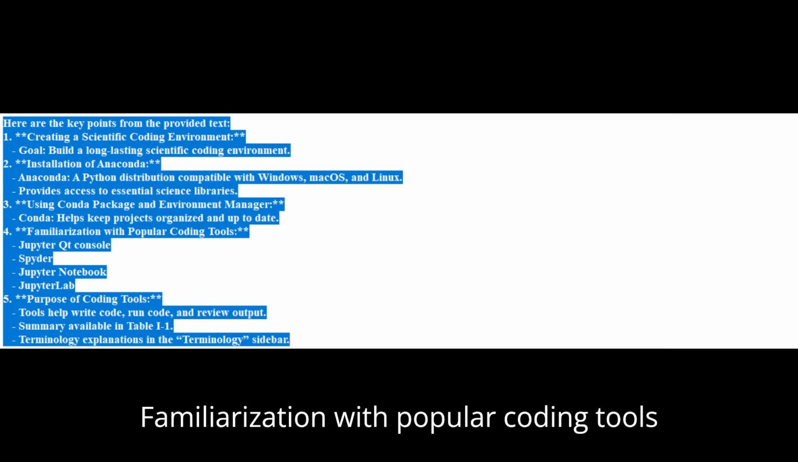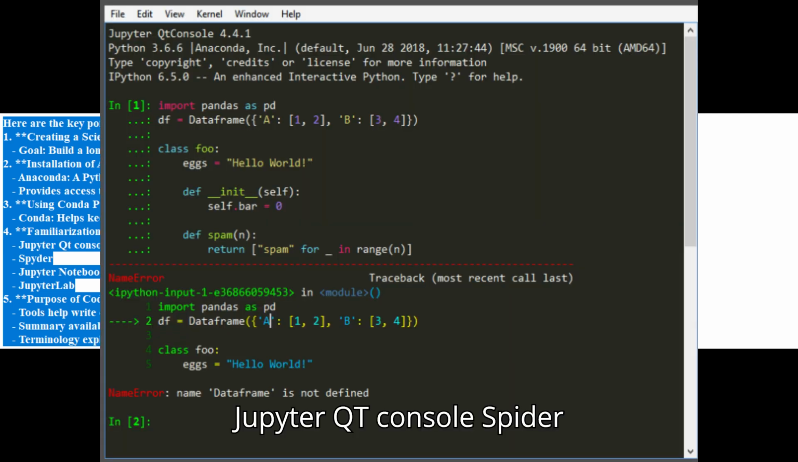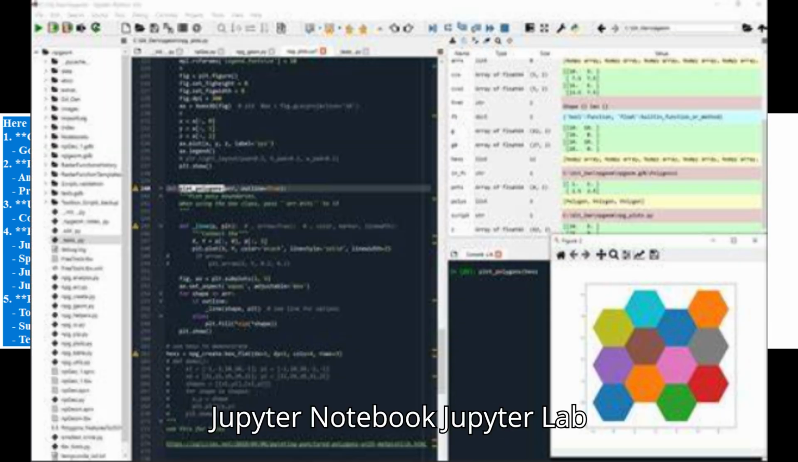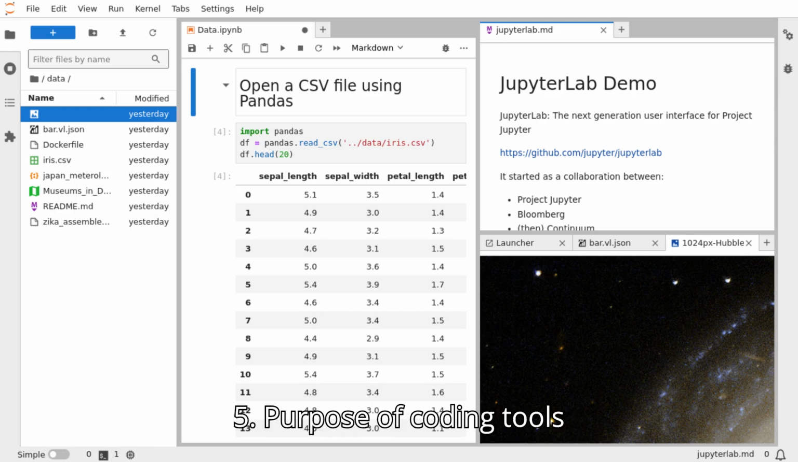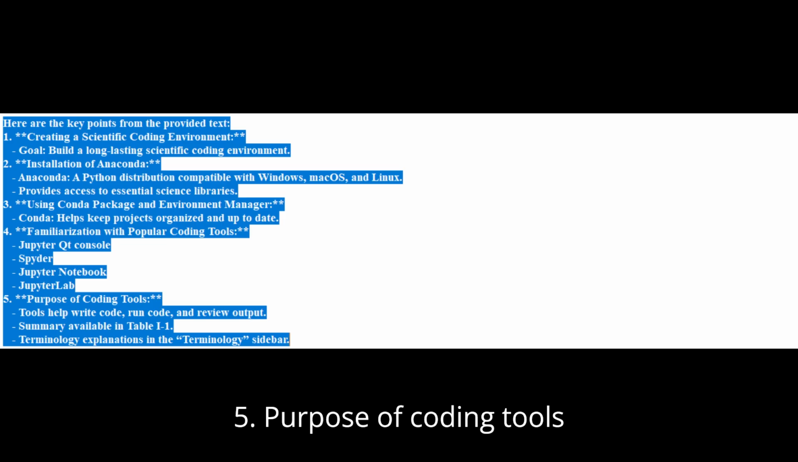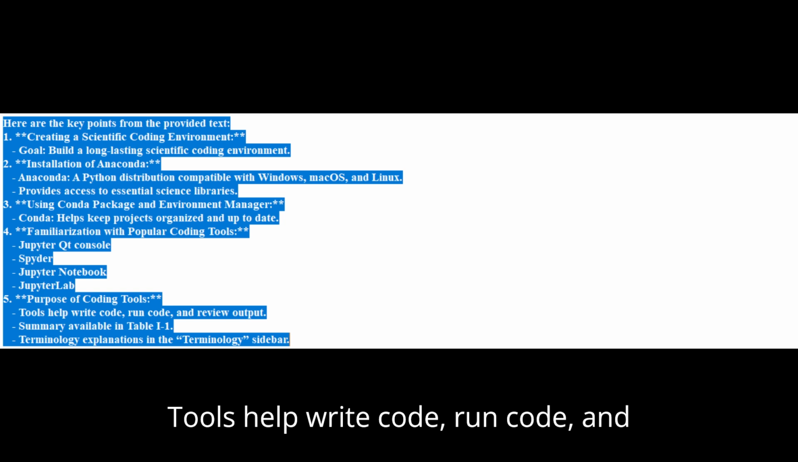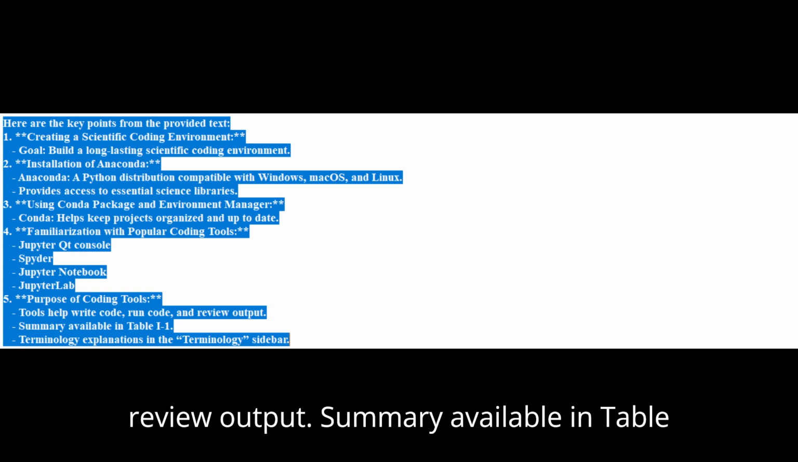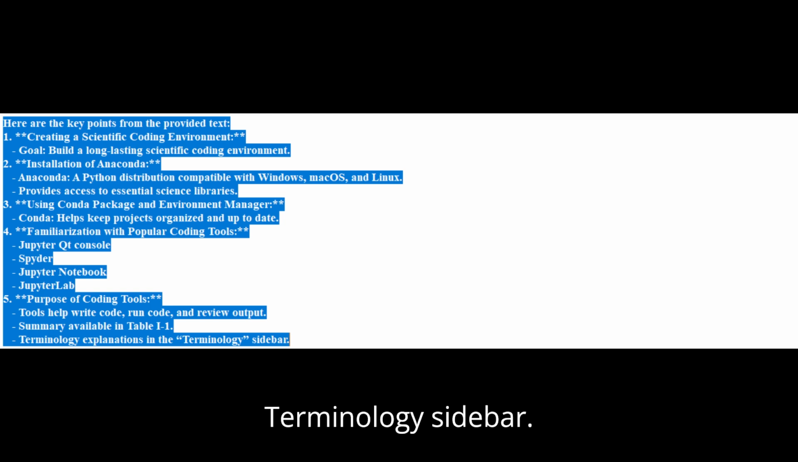4. Familiarization with popular coding tools. Jupyter Qt Console, Spyder, Jupyter Notebook, Jupyter Lab. 5. Purpose of coding tools. Tools help write code, run code, and review output. Summary available in Table I1. Terminology explanations in the Terminology sidebar.